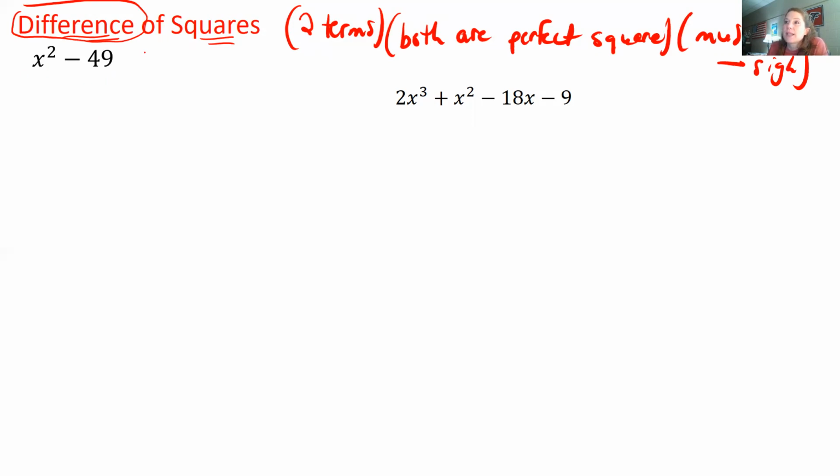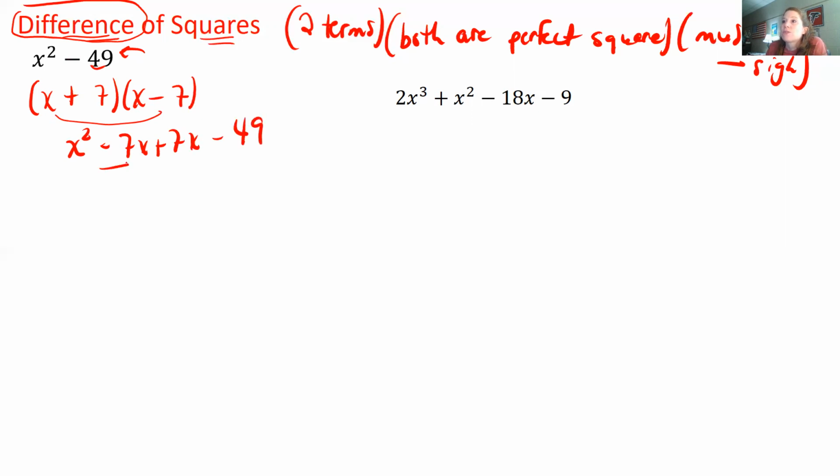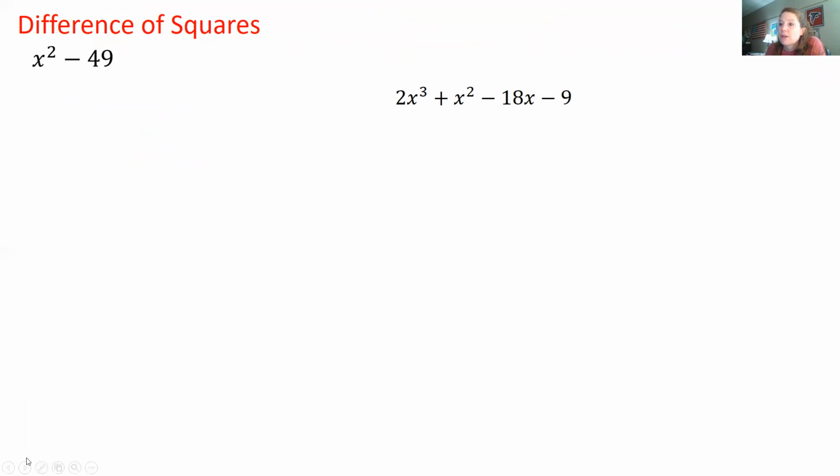To factor this quickly, you find the square root of x and the square root of 49, and one gets a plus and one gets a minus. There's no x term here because that middle term always cancels out. For example, x times x is x squared, and then x times negative 7 is negative 7x, positive 7x, minus 49. Those two terms always cancel out and you end up with x squared minus 49. That's the pattern you'll see when you have the difference of squares.